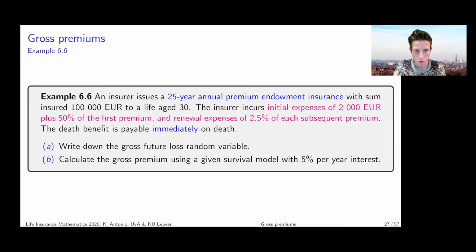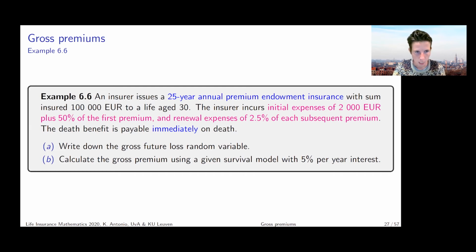So what do I want to do? I want to write down the future loss random variable that takes the expenses into account. And I want to calculate the premium using a given survival model, using a 5% per year interest rate. I want to calculate the premium that takes these expenses into account.